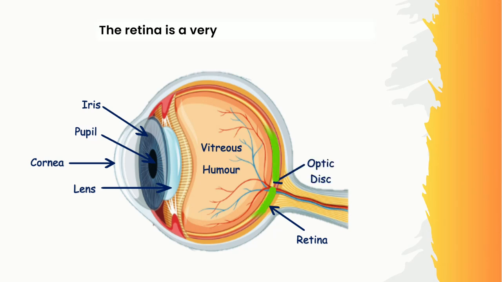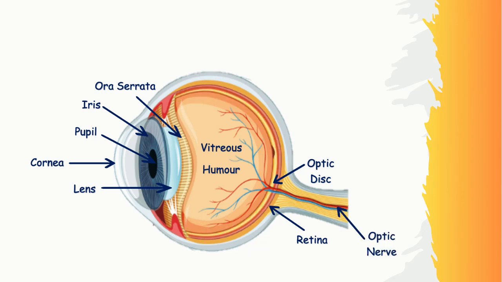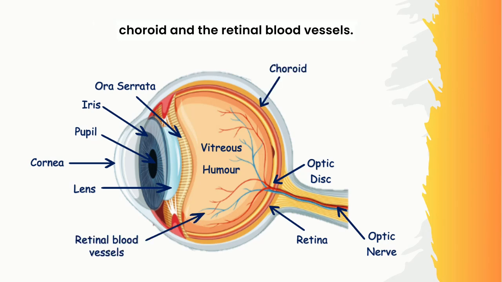The retina is a very important structure that lines the back of the eye from the optic disc to the ora serrata. It is made up of photosensitive cells called rods and cones and transmits information entering the eye to the optic nerve. As a very metabolically active structure, it receives a good and constant oxygen supply from the choroid and the retinal blood vessels.